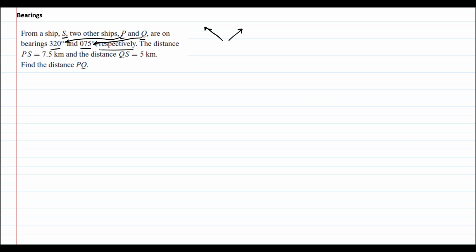So I'm going to start with S down here and draw a little dot. I'm going to draw just a rough line here which will take me to P, and I'm going to draw a rough line here which will take me to Q. And I also know that P is a little bit further along than Q, so that's 7.5 and that's 5. And the question says find distance PQ. So I drop a dotted line along here, straight to Q. This is distance PQ, and that's what I'm trying to find. But to do anything, I'll need an angle.